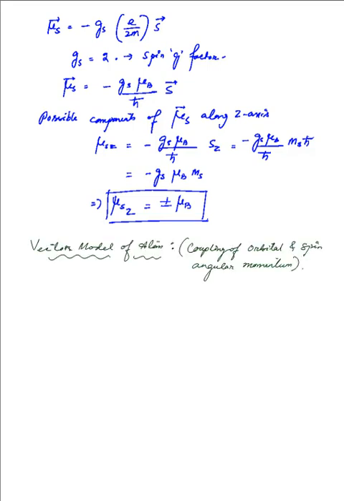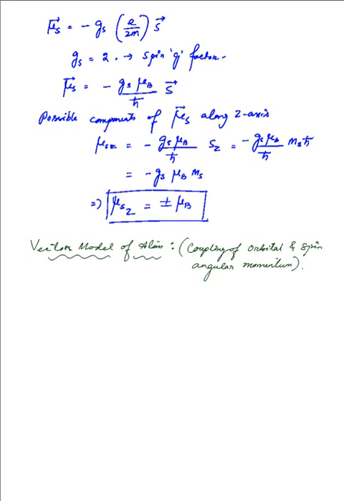Now, the total angular momentum of an atom results from the combination of the orbital and the spin angular momentum of its electrons. Since angular momentum is a vector quantity, we can represent the total angular momentum by means of a vector, which is obtained by the vector addition of the orbital as well as the spin angular momentum vectors. And this leads to the vector model that we are about to discuss.